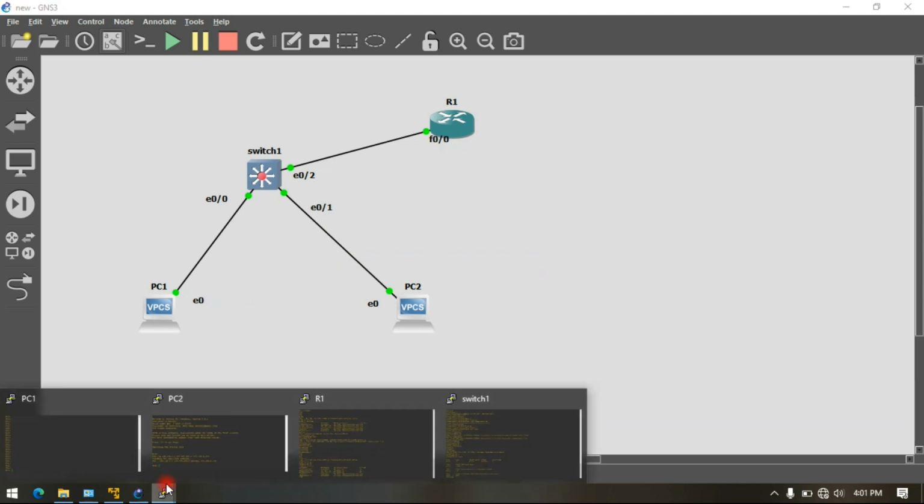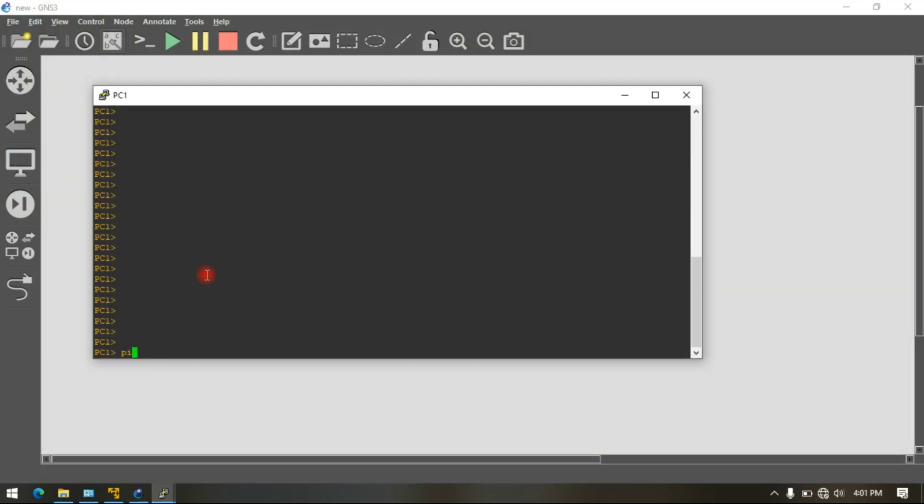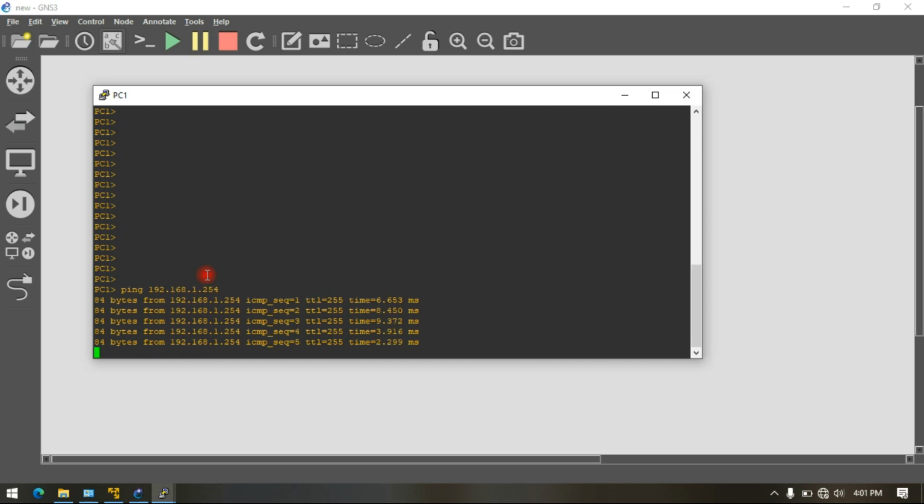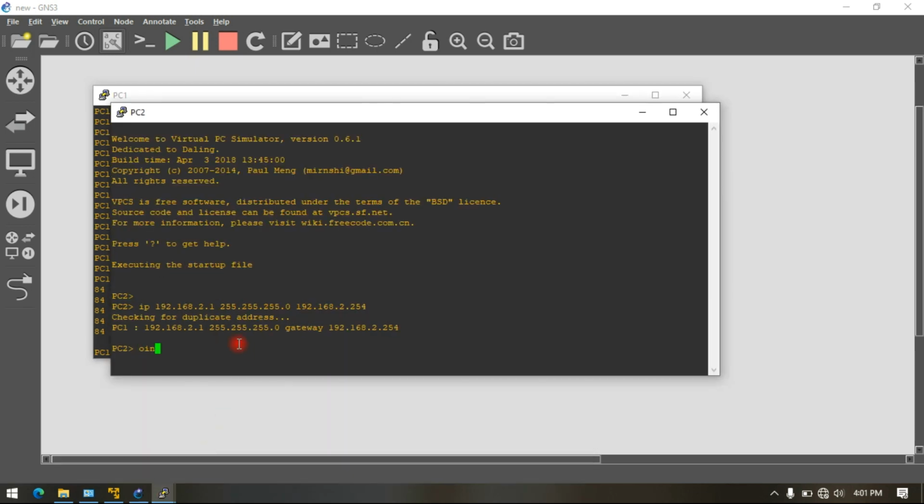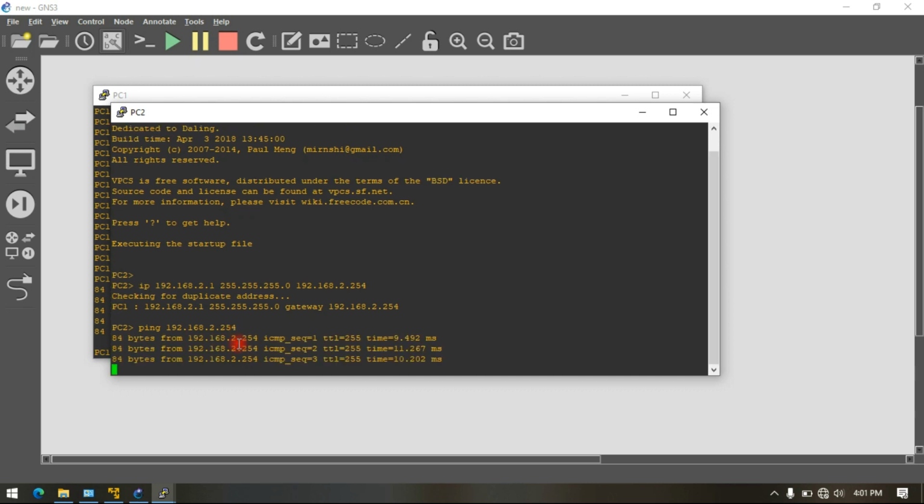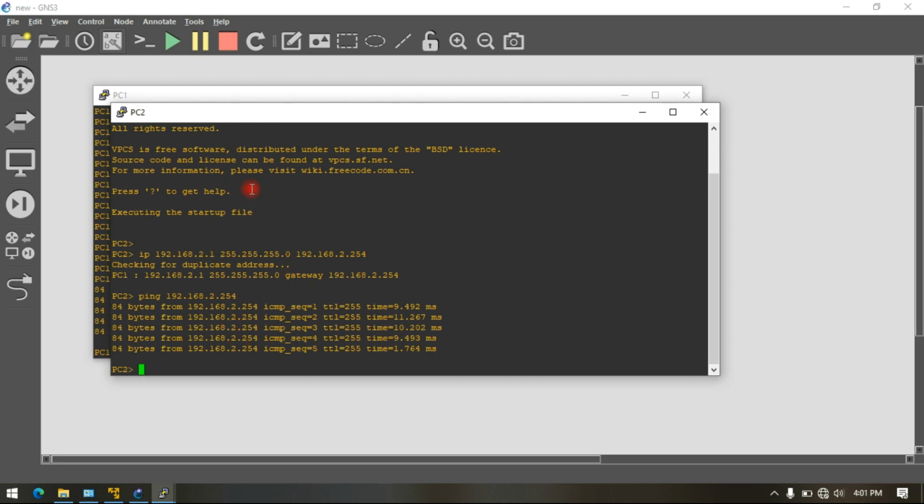So let's try to do a ping. Let's ping the default gateway 1.254, and it's working. PC1 is able to ping the default gateway, which is 1.254, and let's check from PC2. So ping the gateway 192.168.2.254. Yes, and PC2 is also able to communicate with its gateway.